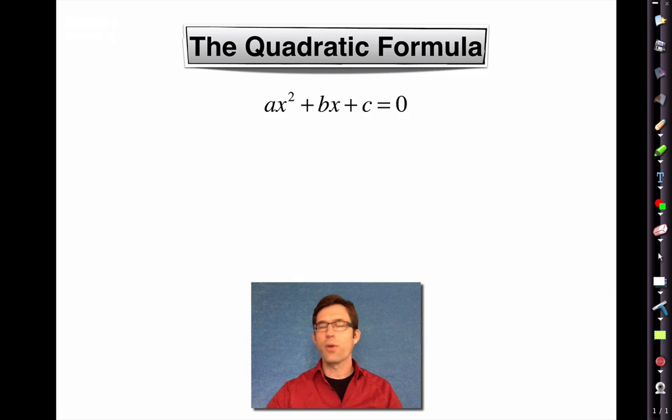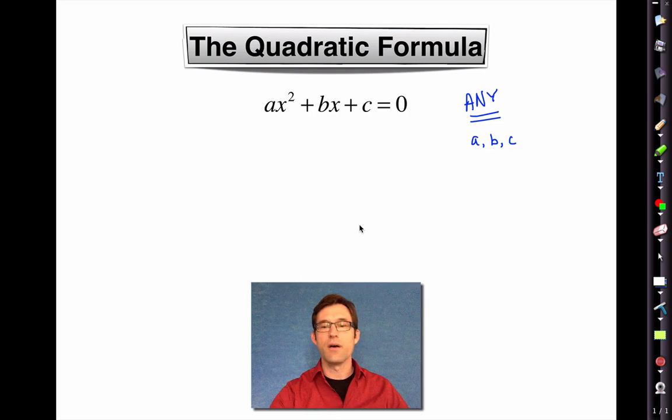So the quadratic formula can be used to solve any, and this is key, any quadratic that's written in this form, ax squared plus bx plus c, where a, b, and c are just those coefficients. They're the numbers that multiply x squared, that number that multiplies x, and then the additive constant.